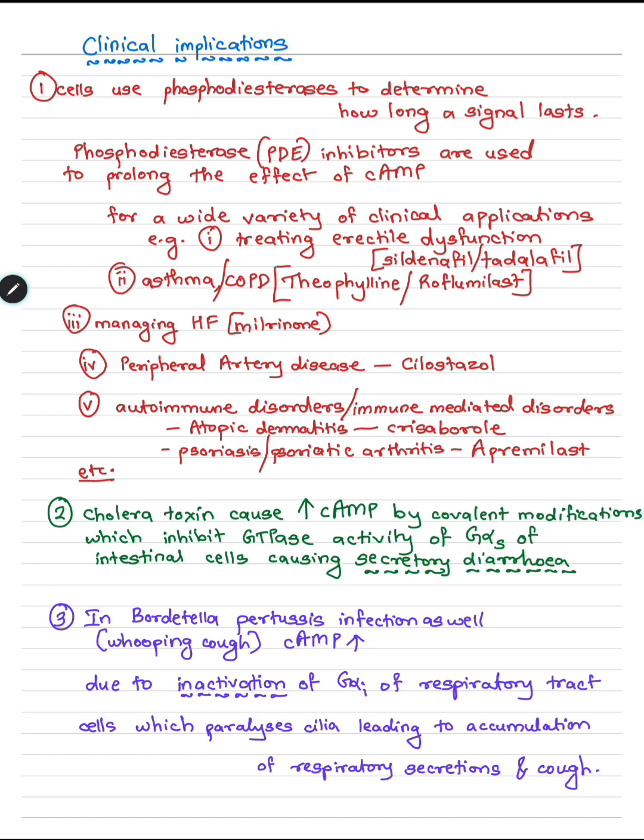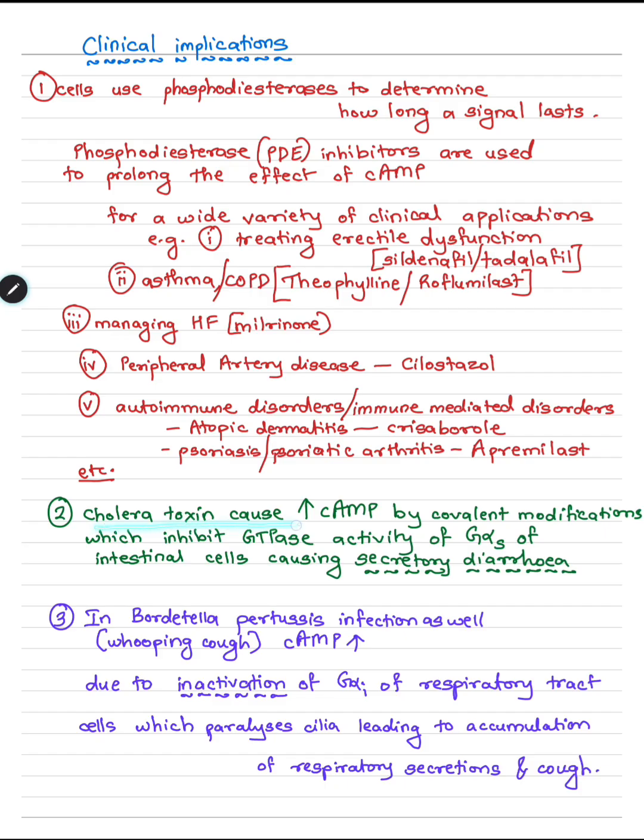So, clinical implications: cells use phosphodiesterases to determine how long a signal lasts. Phosphodiesterase inhibitors are used to prolong the effect of cyclic AMP. And there are a wide variety of clinical implications, including treatment of erectile dysfunction, asthma, COPD, managing heart failure, peripheral artery disease, autoimmune disorders like psoriasis, psoriatic arthritis, or immune mediated disorders like atopic dermatitis.